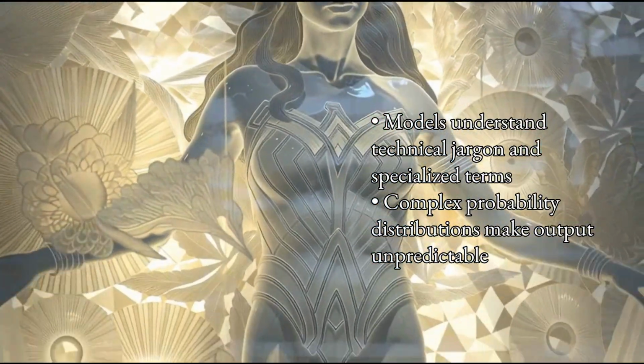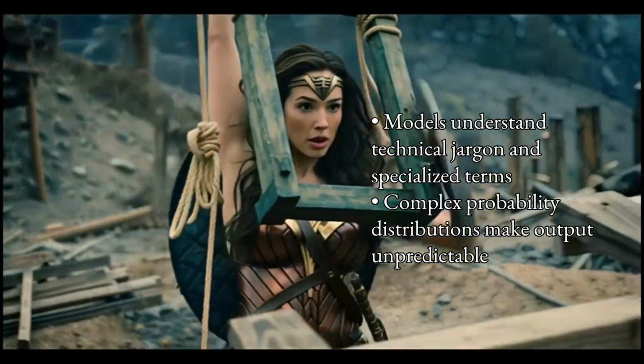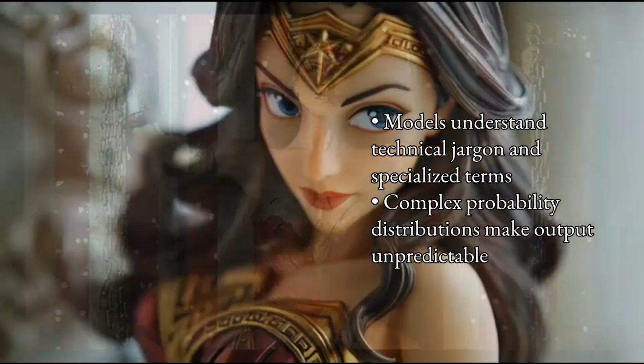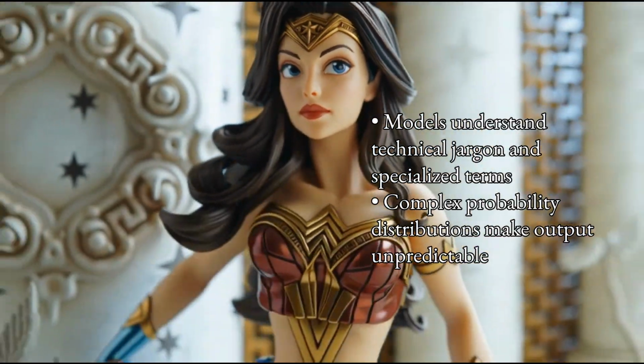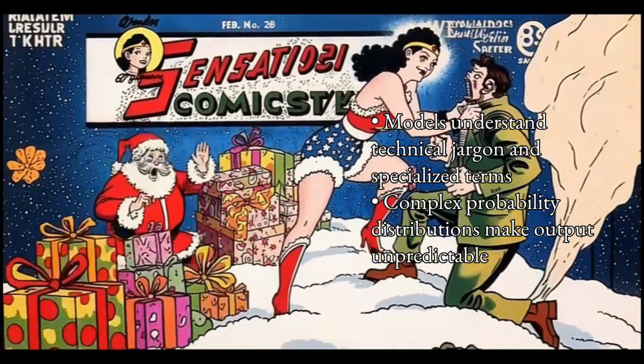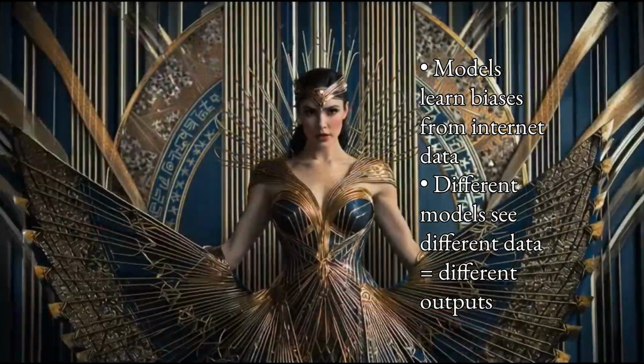And so the large language models are trained on a massive amount of data. They're very, very complex probability distributions, which means they're a little bit more unpredictable because we don't really know where everything is coming from. It doesn't know where everything is coming from.